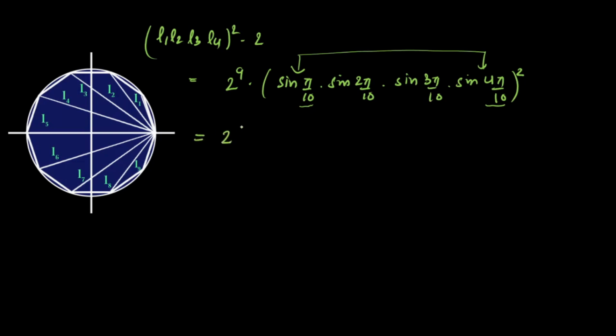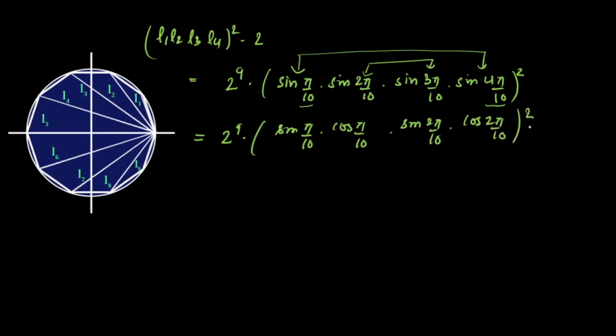So I can write this as 2 raised to power 9 multiplied by sine pi by 10 multiplied by cos pi by 10, because the complementary of this will be sine 4 pi by 10 again. And one more thing, if you observe here, these two angles are also complementary, because again the sum is equal to pi by 2, that is 90 degrees, and I can write this as sine 2 pi by 10 multiplied by cos 2 pi by 10 whole square.